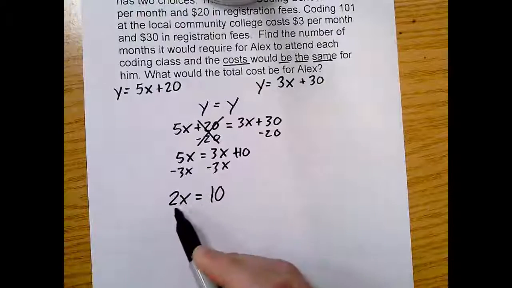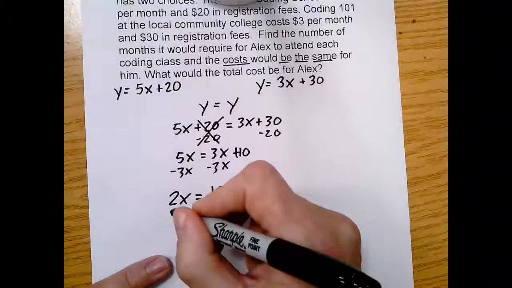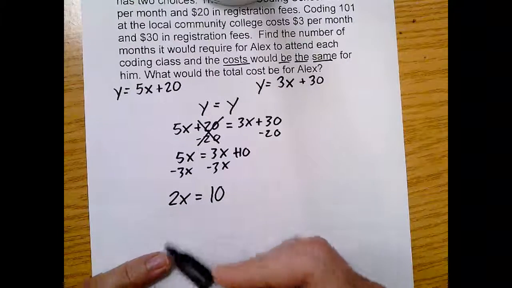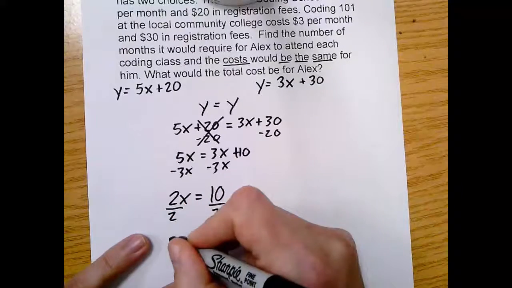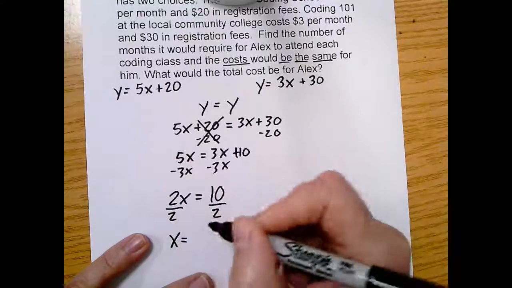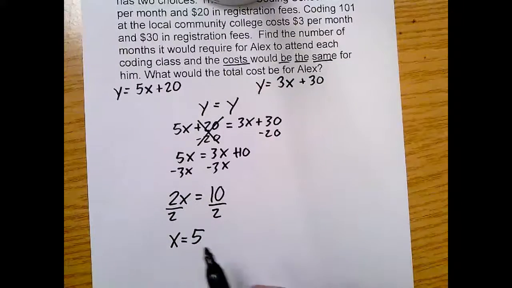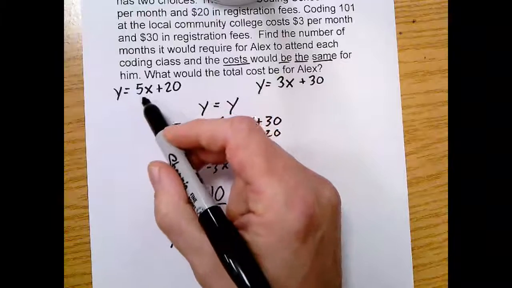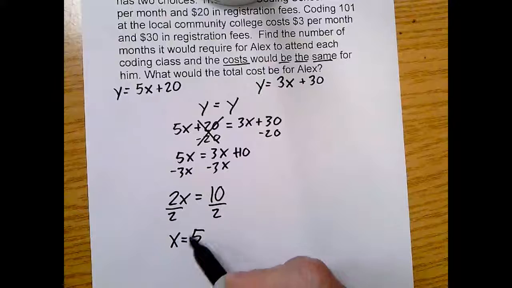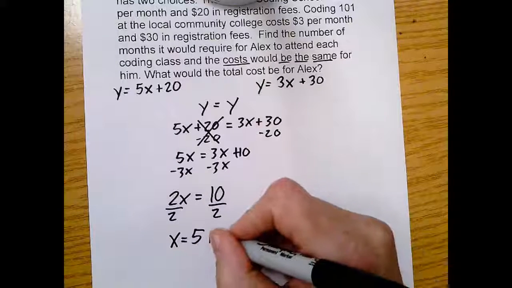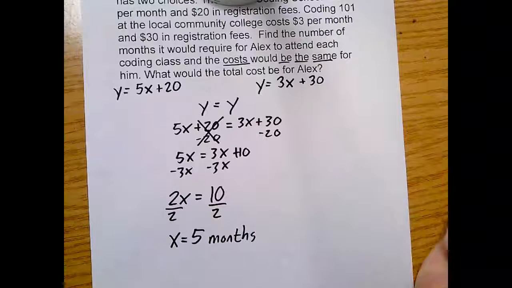Now I just want to get this x all by itself. So to get x all by itself, I just divide both sides by 2, because this says 2 multiplied by x, and the opposite of multiplying by 2 is dividing by 2. So I have x is 5. So now we know that because x is the months, right? We said it's 1 month, 2 months, 3 months, I don't know. But now we know that when x is 5 months, the costs will be the same. That's step one of the question, 5 months.